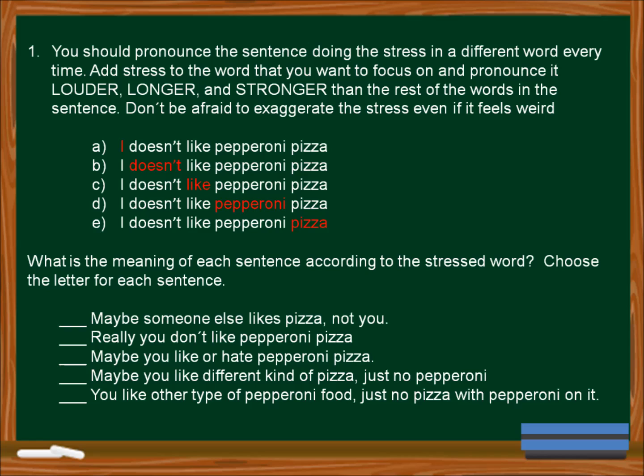You should pronounce the sentence doing the stress on a different word every time. Add stress to the word that you want to focus on and pronounce it louder, longer, and stronger than the rest of the words in the sentence. Don't be afraid to exaggerate the stress even if it feels weird.